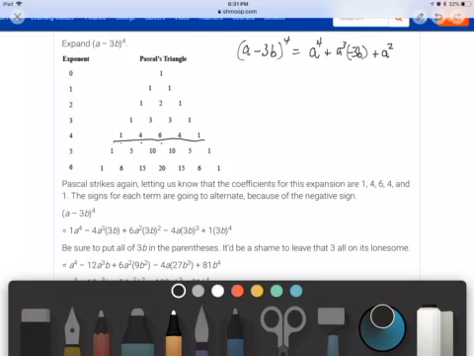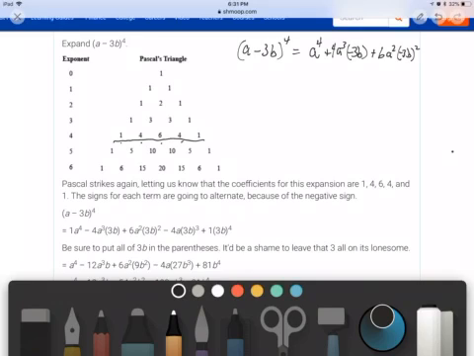Oh, did I miss something? I did. It's a 4 here. So that's going to be 6 times a squared times, let me just go ahead and put 4 here, plus 6 times a squared times a negative 3b squared. So that's going to take care of that. And then we have a 4 here.